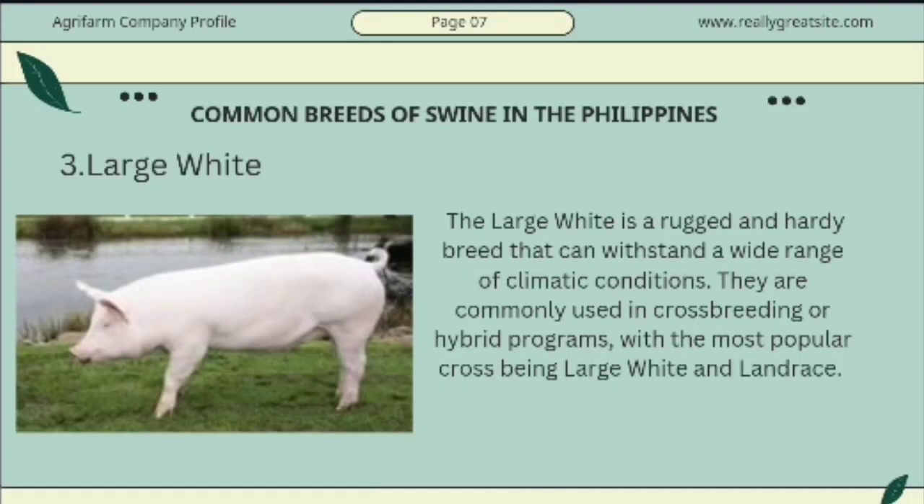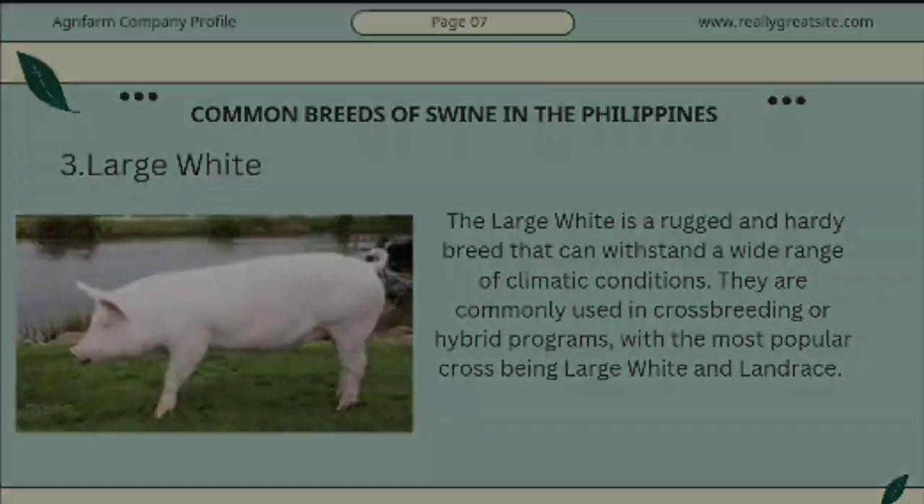The third common breed of swine in the Philippines is the Large White. These are rugged and hardy breeds that can withstand a wide range of climatic conditions. They are commonly used in crossbreeding or hybrid programs, with the most popular cross being Large White and Landrace.